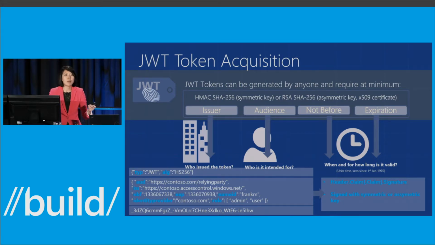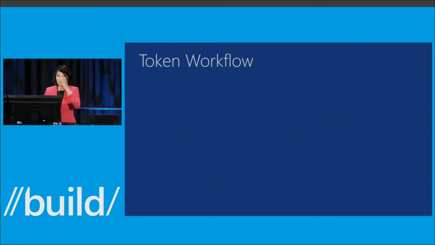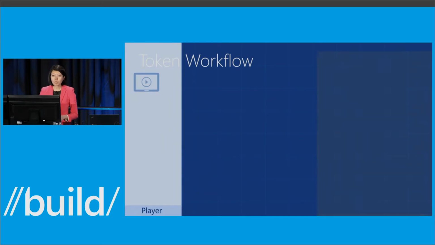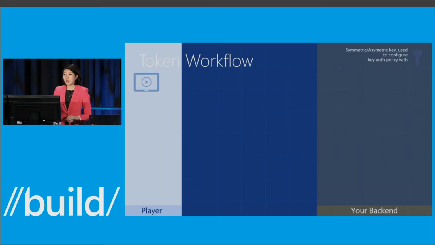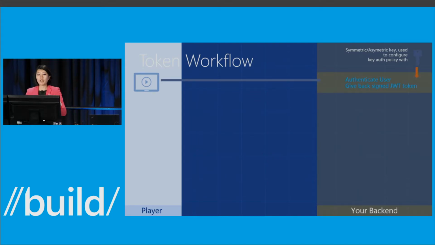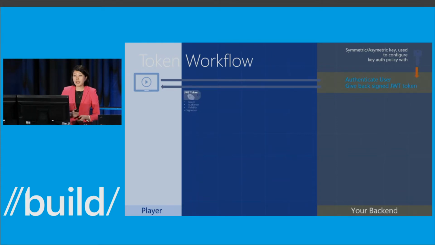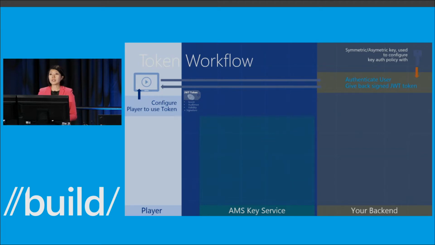Short-lived, right? Because I don't want people to keep using the token and getting the key and passing the token along. For the token workflow, you have a player, and you need to build a backend to authenticate your player and give back a signed JSON token. Once the player gets the token, it knows how to use the token to request the key from us. You just send the token to us through either an authentication header or a parameter string appended on the URL, and we will return the key to the player, and then the player can play back the content.